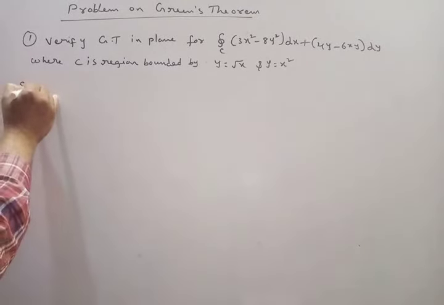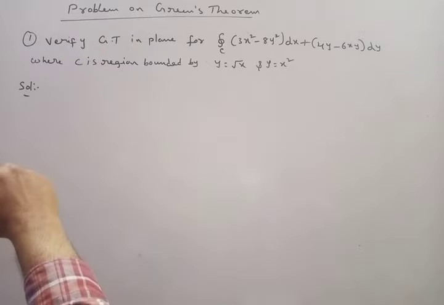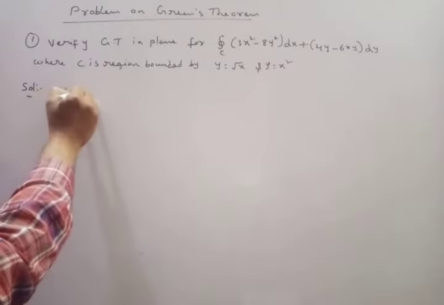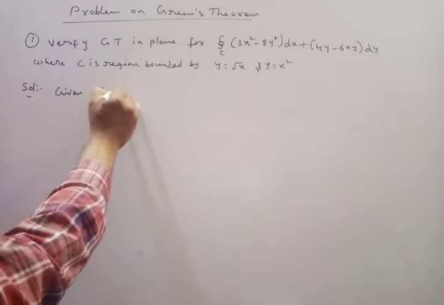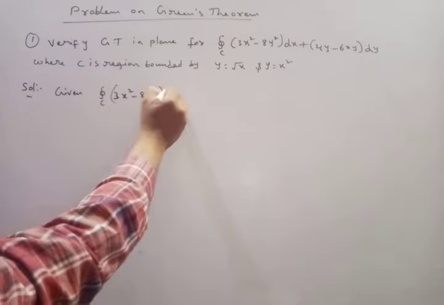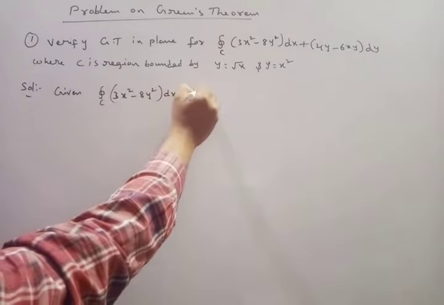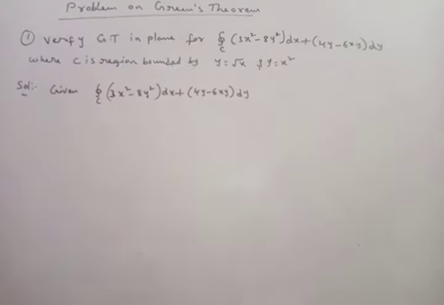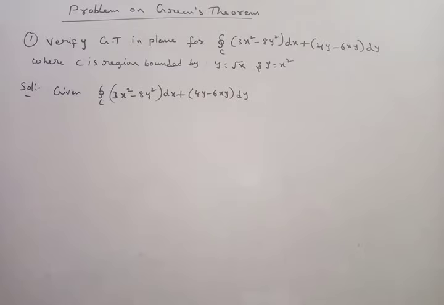First of all, what did he give here? Verify Green's theorem in the plane. First write down what he gave: circle integral C of (3x square minus 8y square) dx plus (4y minus 6xy) dy. So what do we have to do? We have to compare this with our Green's theorem statement.